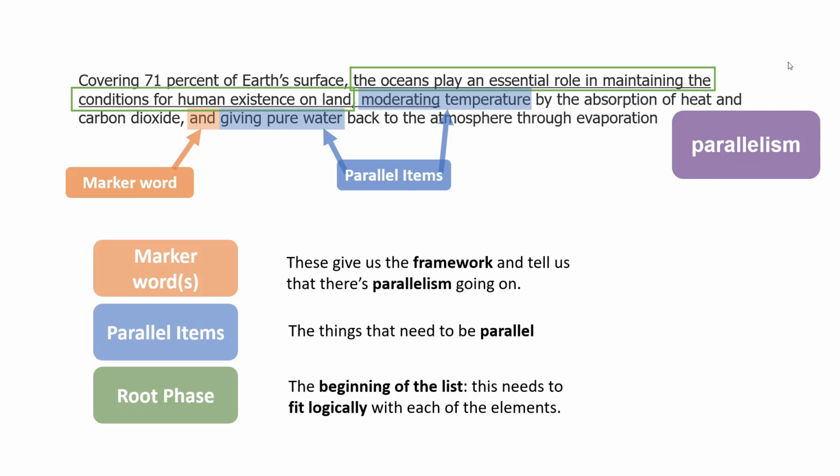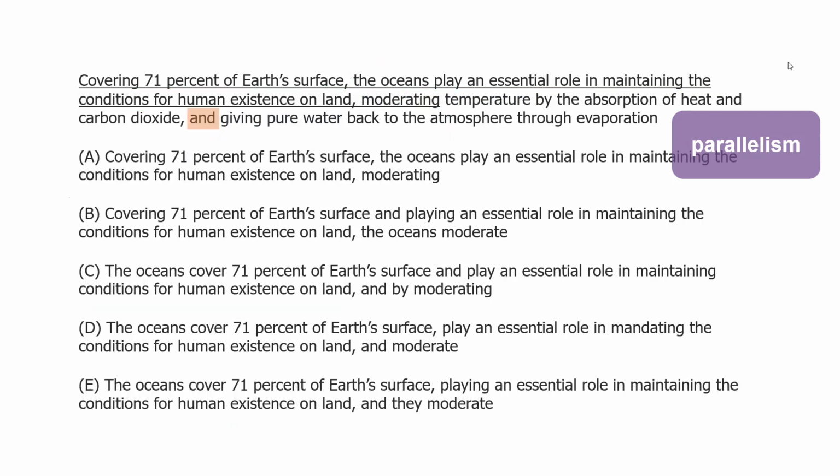However, you may have some doubts about this word "maintaining," and perhaps you're thinking that there are 3 items in the list. You could interpret the sentence like this: maintaining, moderating, and giving. What's wrong with that? Well, nothing dramatically, but I actually think that this is not as good as my interpretation. Here we have the root phrase, the oceans play an essential role in number 1, maintaining, number 2, moderating, number 3, giving. Sure, they're all -ing words, but it's not quite as logical.